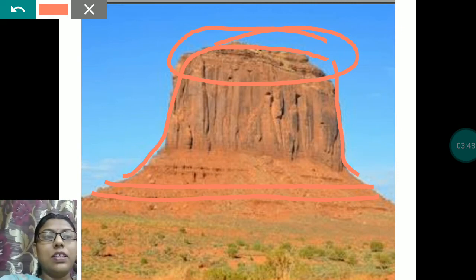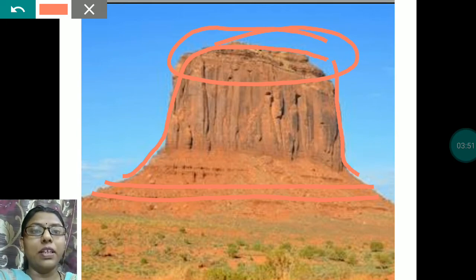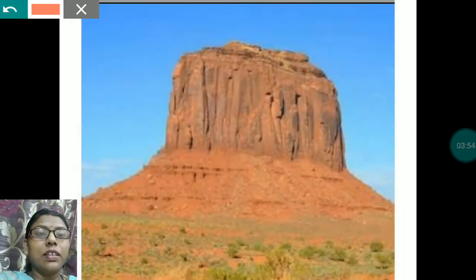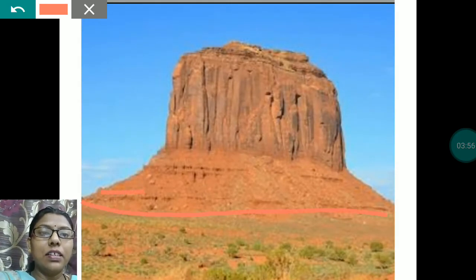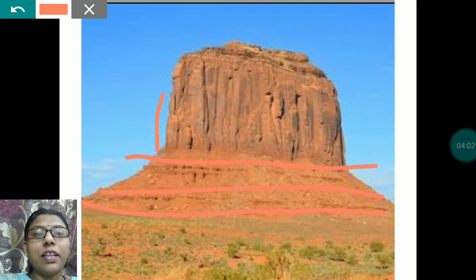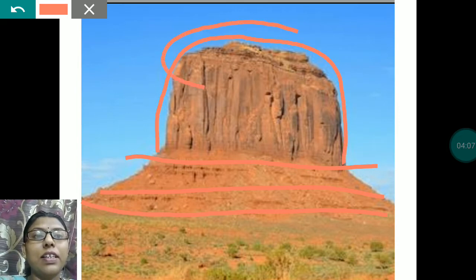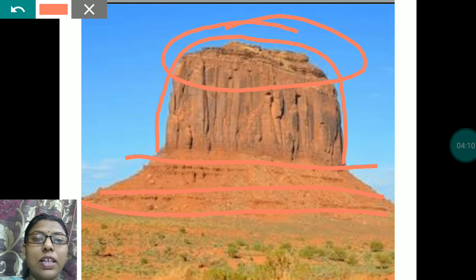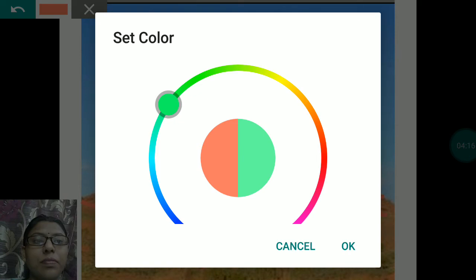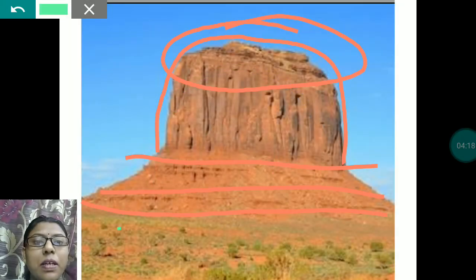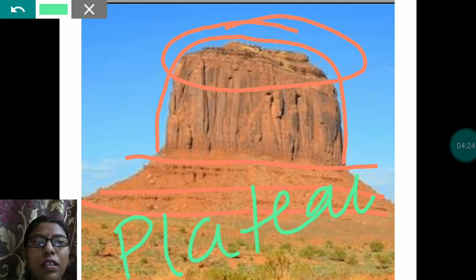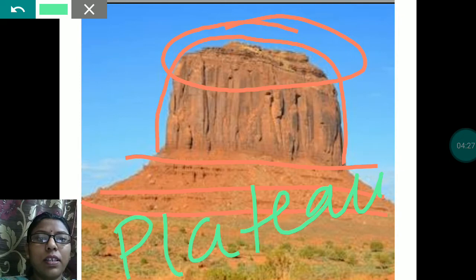It is also called tableland. Clear? In this picture, again I am explaining. See, this is a flat area, and in this flat area this one is the elevated area. And here you can see in the elevated area there is a flat area. This is known as a plateau. Clear?